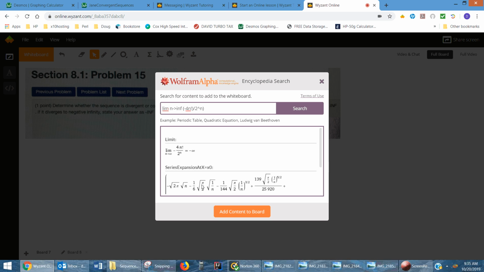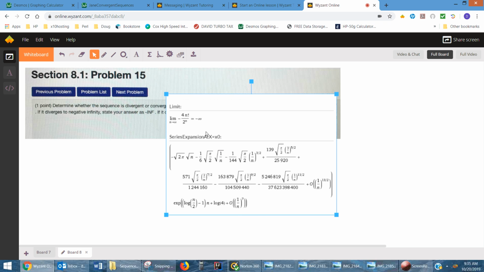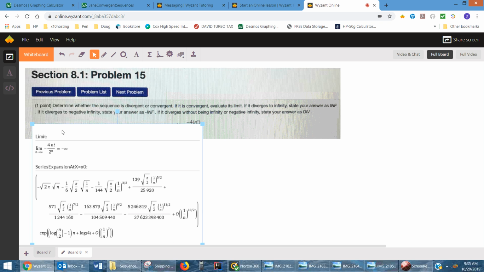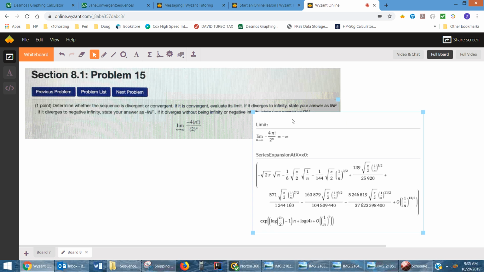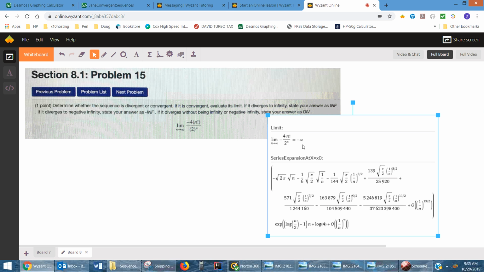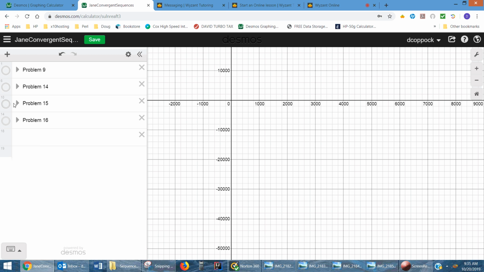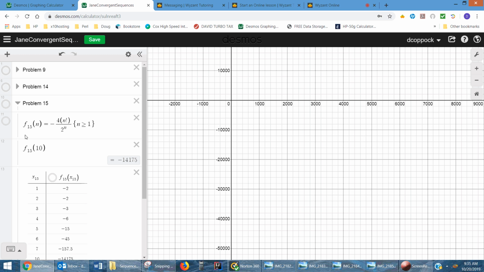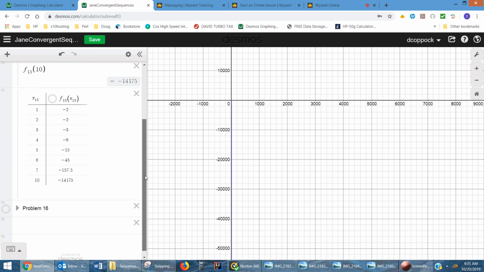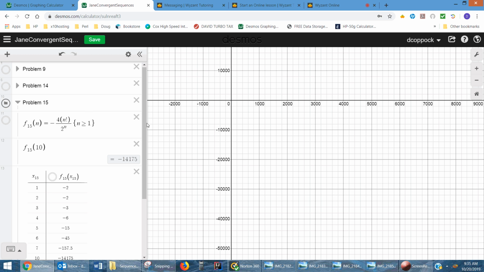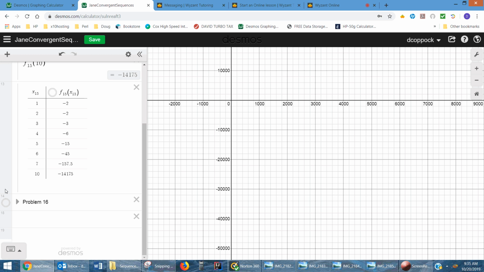There it is. Okay, and I can add the content to the board if I want to. Wolfram Alpha is telling us that the limit of this sequence is negative infinity. And let's see if Desmos confirms that. I'll go to problem number 15, and I want to bring the table into focus.